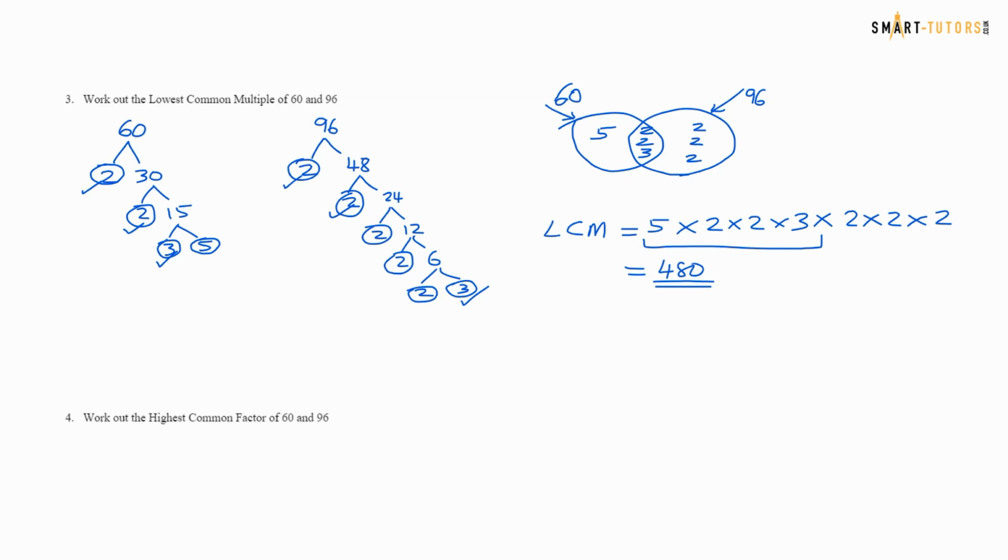Same numbers, highest common factor. Highest common factor, you can easily do that. That is in the intersection section, which is the middle section. 2, 2, 3. 2 times 2 is 4, 4 times 3 is 12. So the 12 is the answer for the HCF.